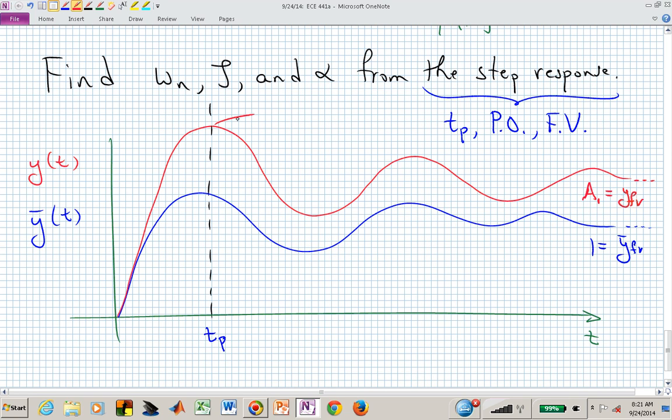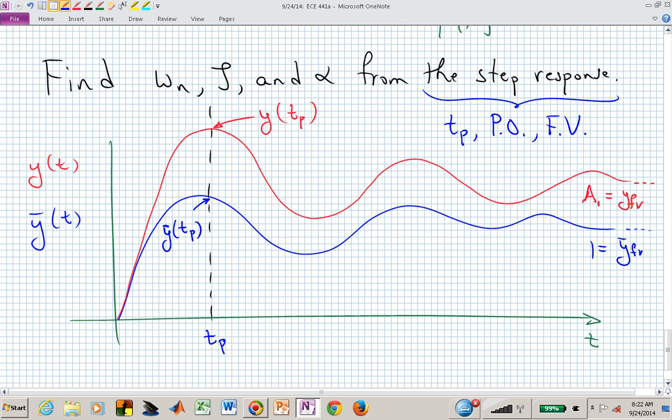This point here is the maximum value of our full response at the time when we peak, and this value is y bar at the time that we peak. We now want to find a way to relate this peak, the final value, the time to peak, all of this to, or to find omega sub n, zeta, and alpha.